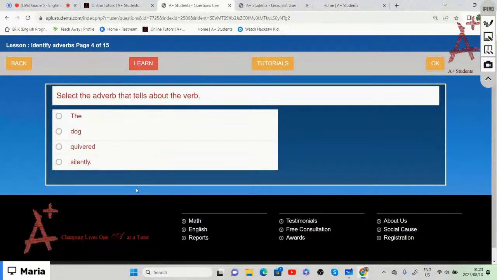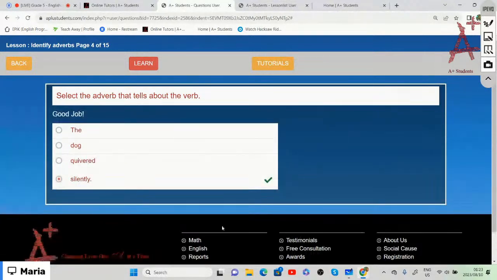The dog quivered silently. We need to select the adverb that tells us about the verb, which is quivered. So now we need to ask ourselves, how does the dog quiver? And then we can say, it quivered silently. Silently being our adverb.